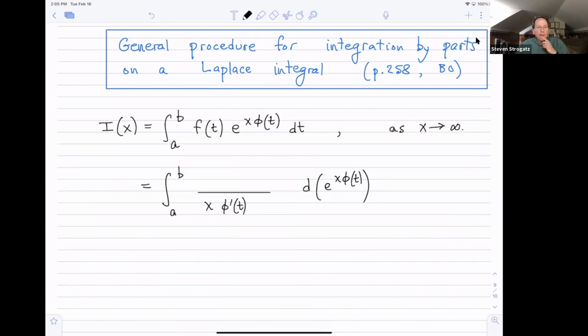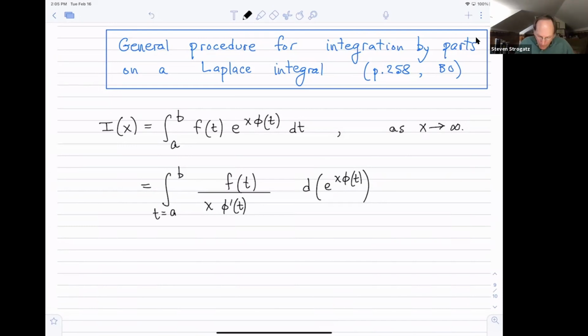There's my x phi prime of t, that chain rule term, and then the f of t can sit above it. And so this is all correct at this point. I just have to remember that I'm referring here to t equals a and t equals b. Okay, so that's looking good.